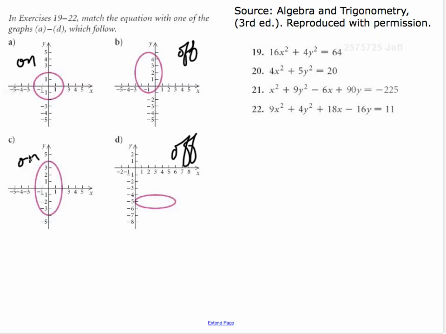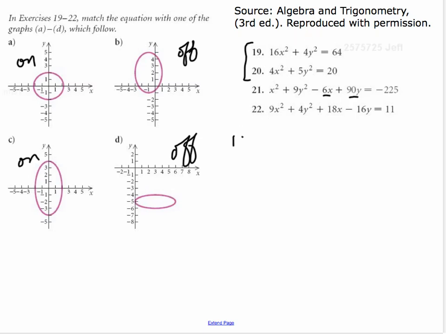So these two that are on the origin would have equations that look like one of these here, where there's just an x squared or y squared, no x term or y term. So these two over here would be 19 and 20, and these two over here are going to be 21 and 22. Don't know which, but we can find out.